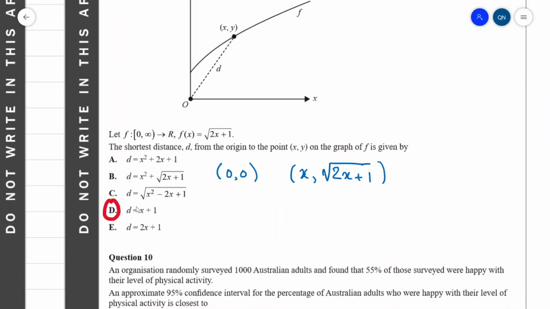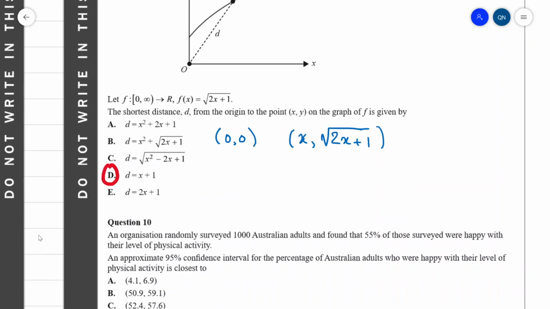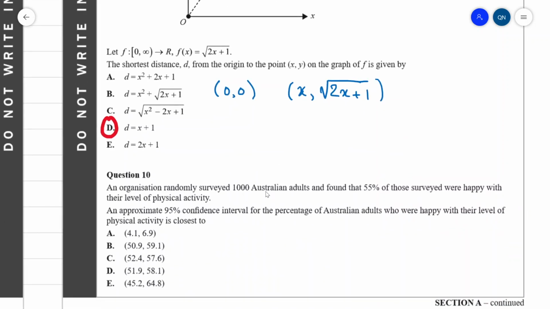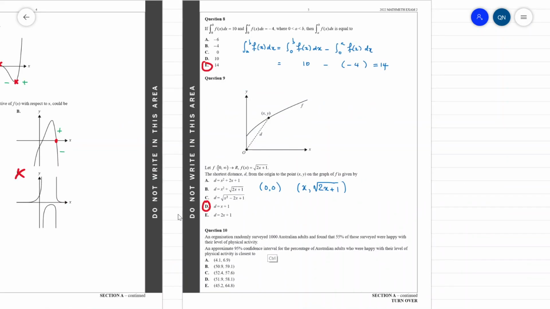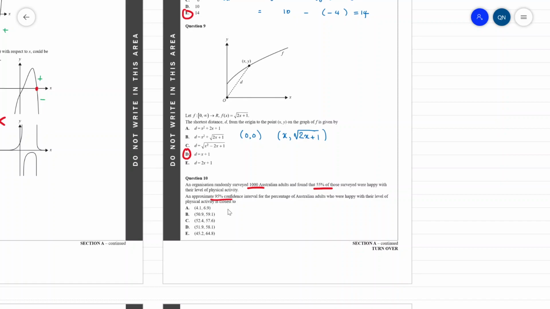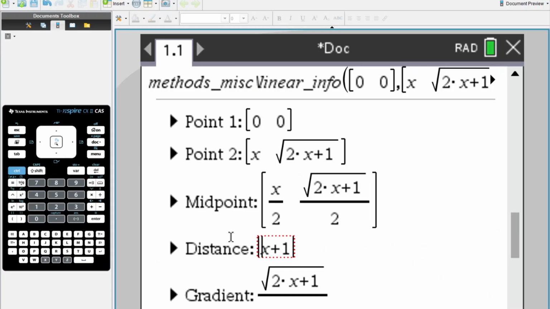Alright, question 10. An organisation randomly surveyed 1,000 Australians, found 55% of those surveyed were happy, and we want to find a 95% confidence interval. So we're given the sample size, which is 1,000. We're given the sample proportion, which is 55%, and we're asked to find the confidence interval. So you just got to plug that into the one prop z interval on your CAS.